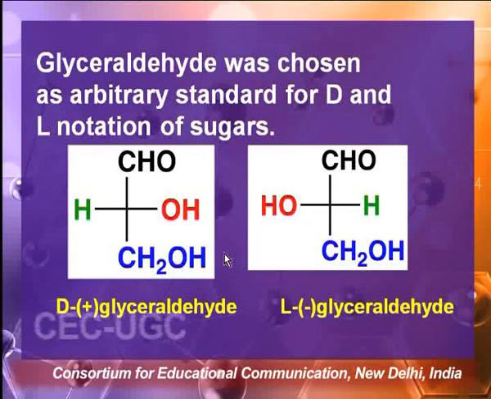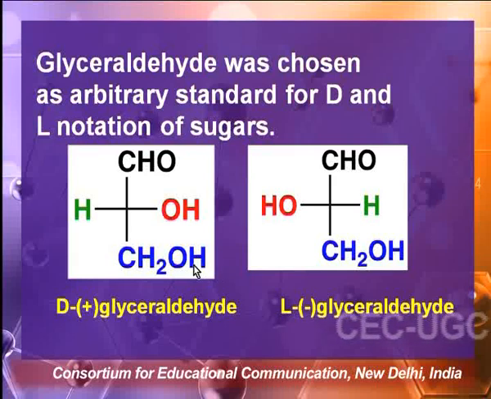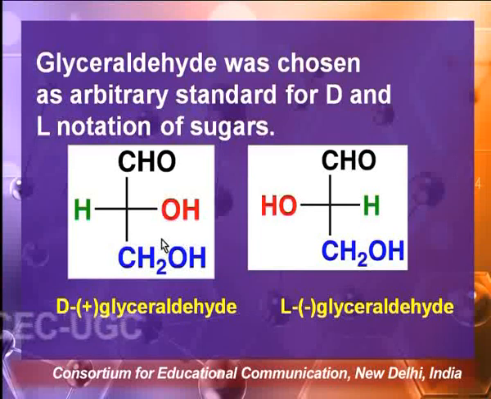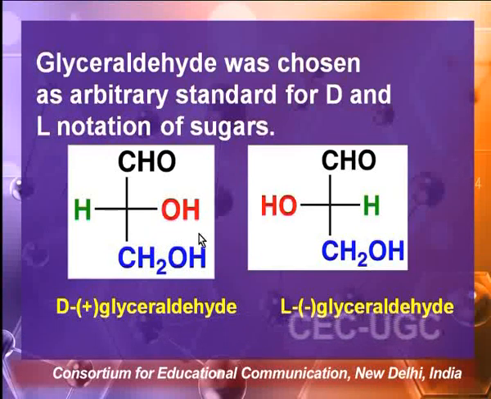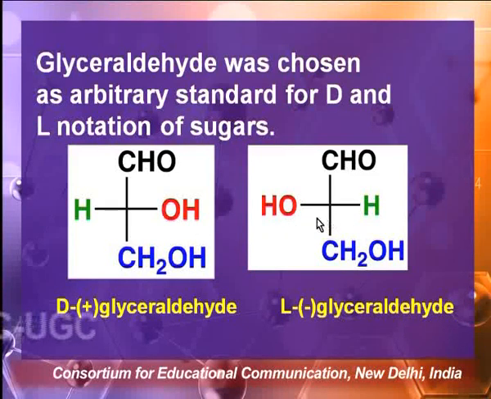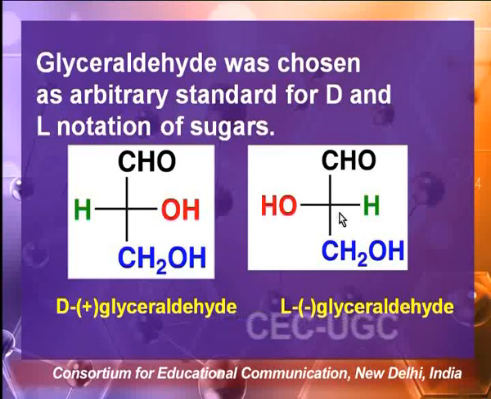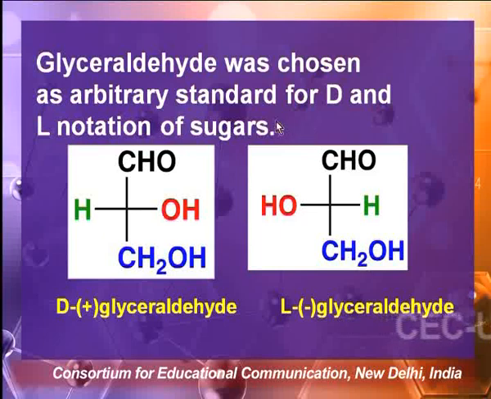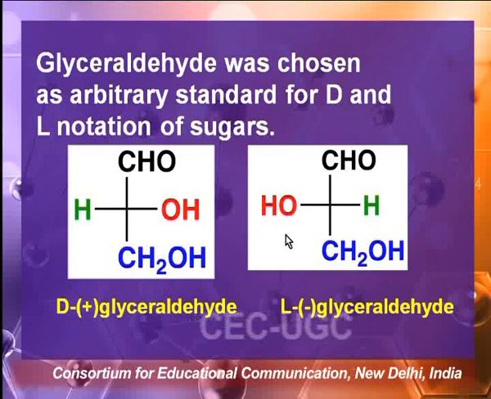So what do we mean by capital D and capital L? Capital D indicates that the position of OH in glyceraldehyde is on the right hand side of the horizontal line, and capital L indicates that the position of OH is on the left hand side in glyceraldehyde, and all other sugars are now assigned configuration in reference to glyceraldehyde.